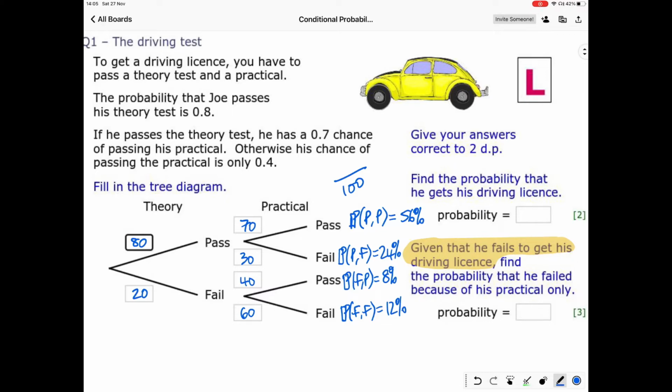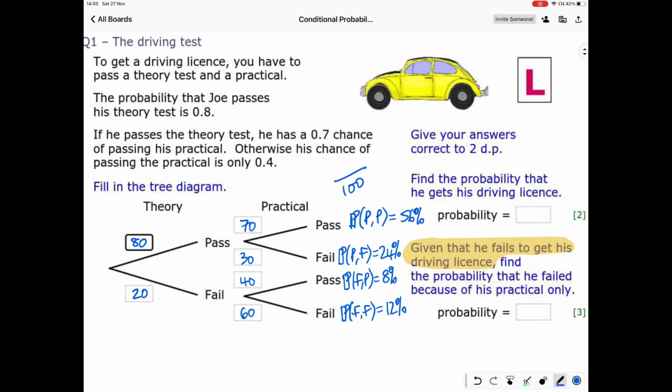The final percentages on the right-hand side are each a percentage of a percentage. So, for example, the probability of Joe passing the practical, having passed the theory, is 70% of 80%, which is 56%. The focus of this question, though, is how to calculate the conditional probability that Joe fails because of his practical only, given that he fails to get his licence.